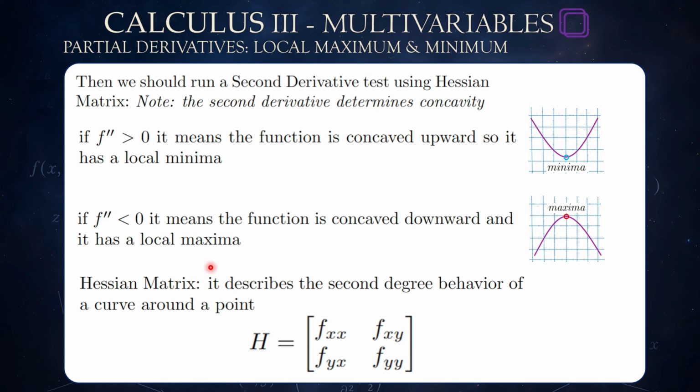The Hessian matrix describes the second degree behavior of a curve around a point, whether it's going up or down. It is given by f_xx, which is the second derivative with respect to x of f_x, then f_xy, the second derivative with respect to y, then f_yx and f_yy. We're going to understand it further after that.